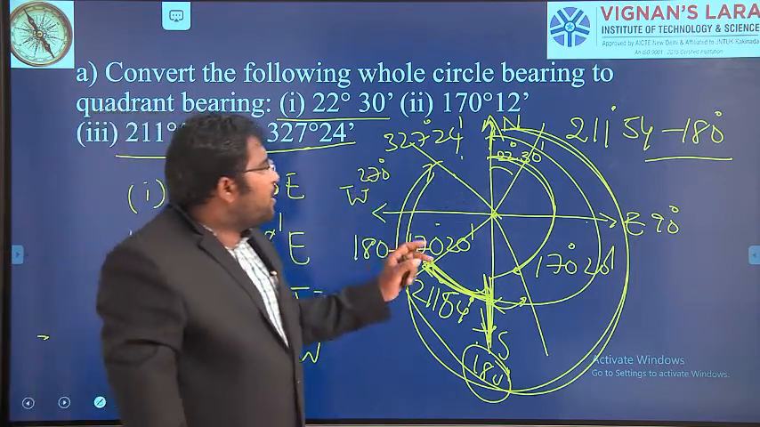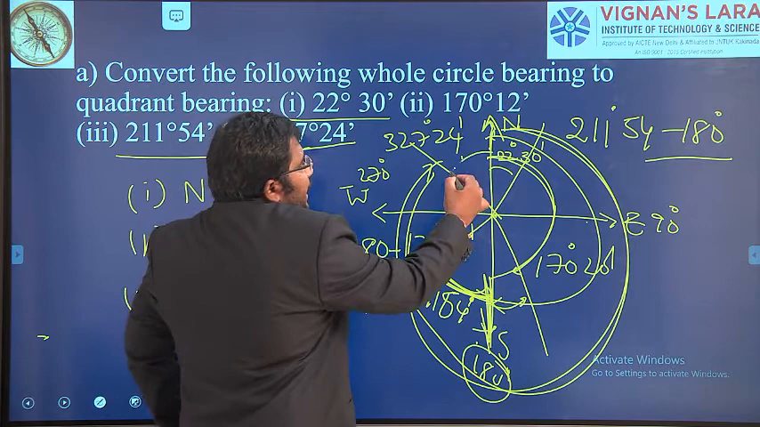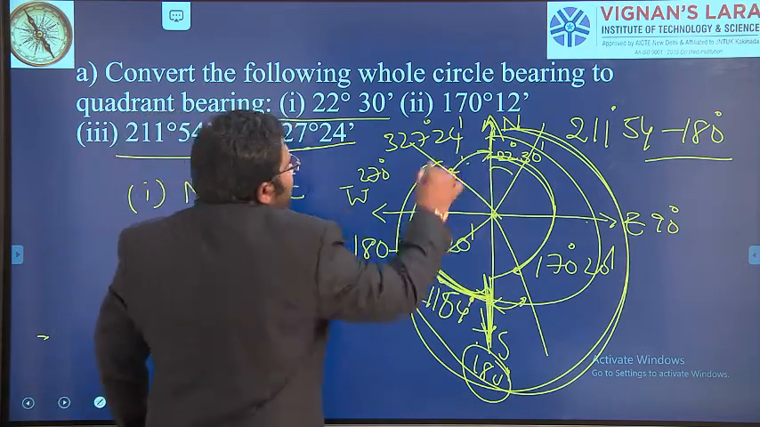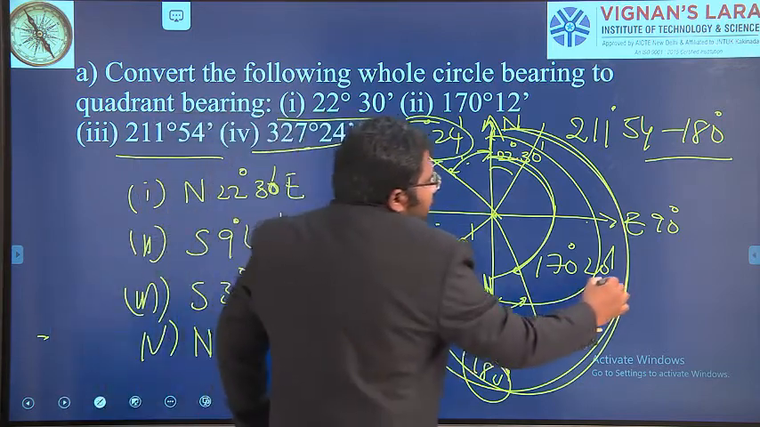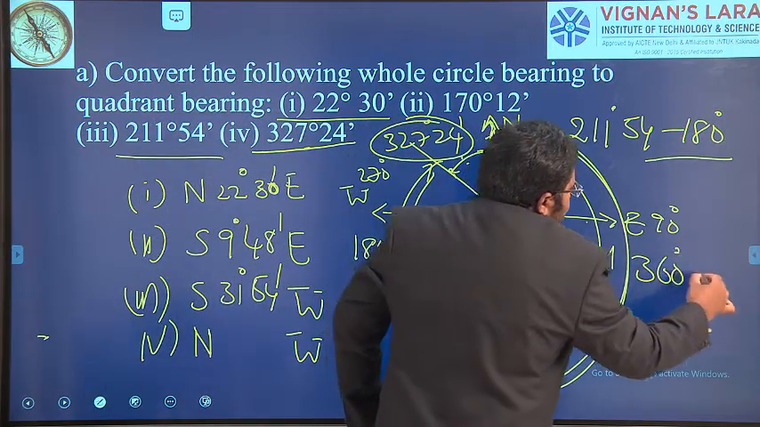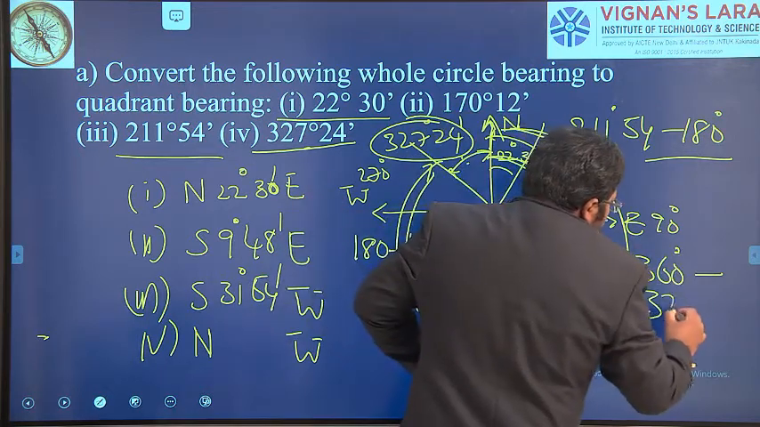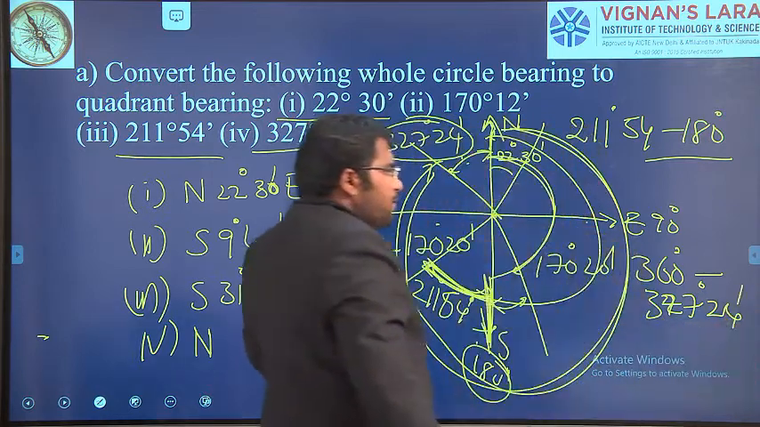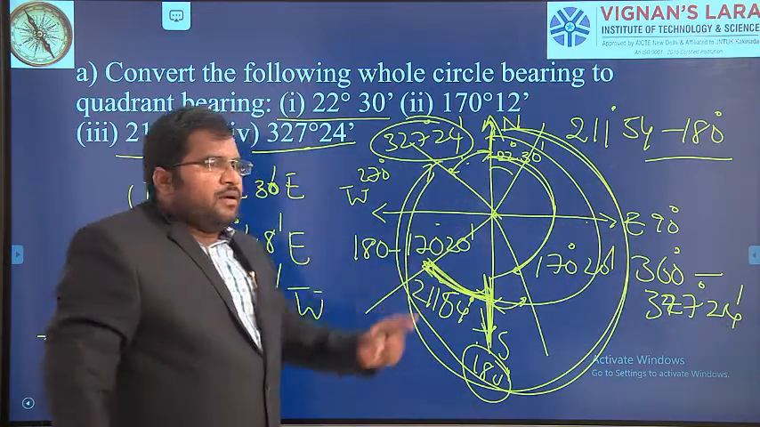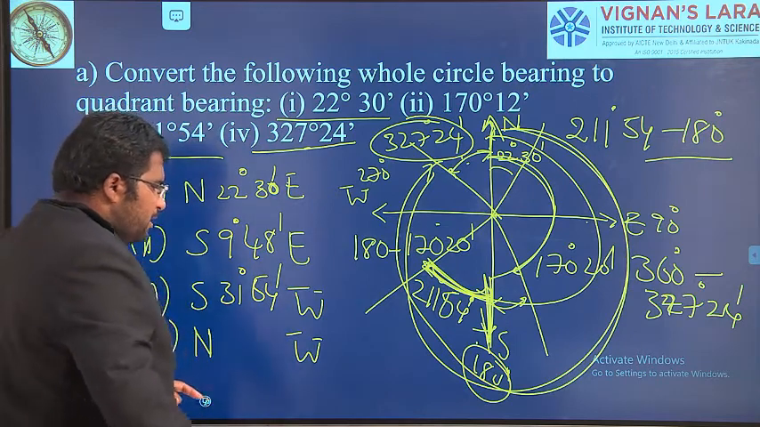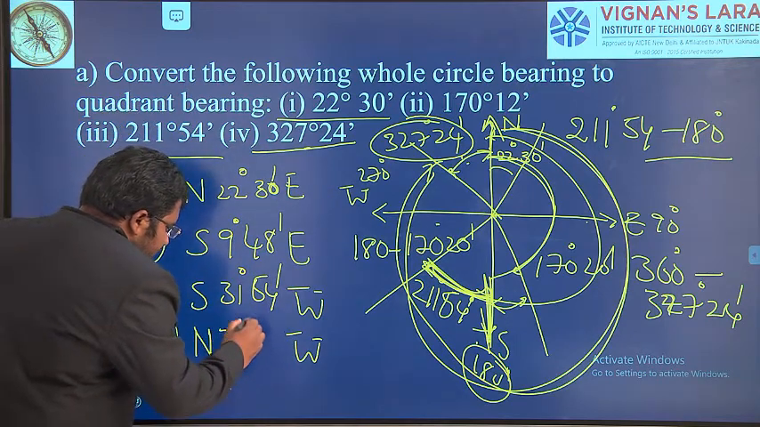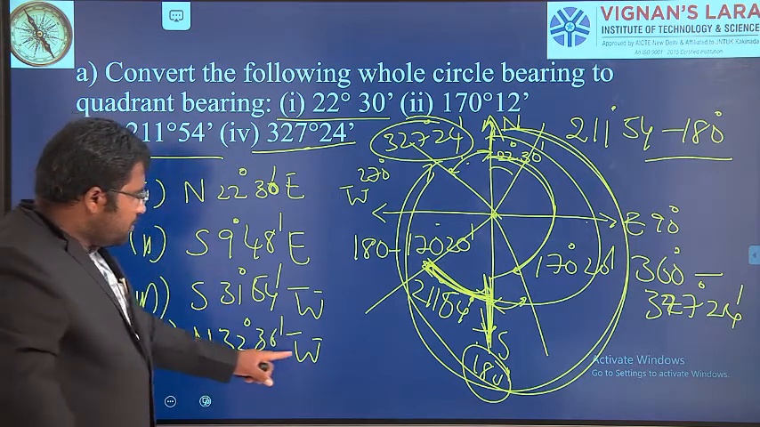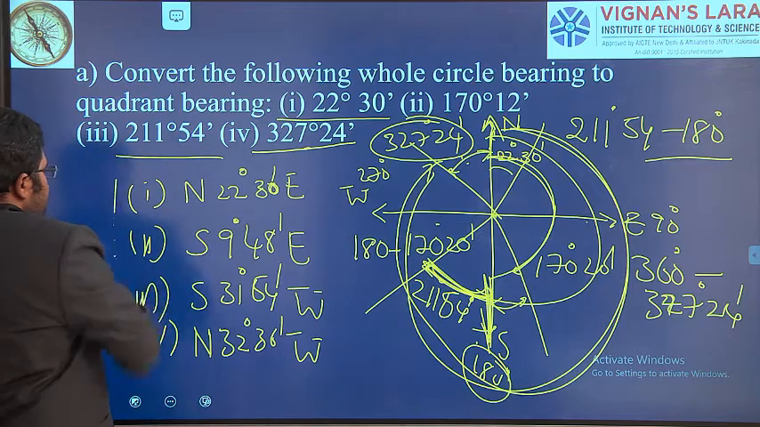So for this fourth quadrant, what do we have to do? We have to tell the angle with respect to north. So from the total angle we have to deduct this value. That means from 360 degrees you have to subtract 327 degrees 24 minutes. By using your calculator, we'll get the final answer of north 32 degrees 36 minutes towards west. Okay, this is the answer for this question.